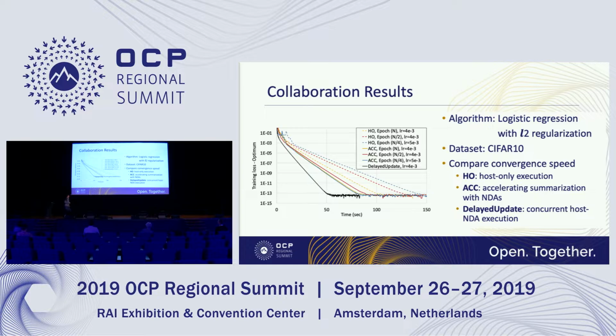And this is the collaboration result. The algorithm I'm using is logistic regression with L2 regularization. I'm using the CIFAR10 data set, and here I'm comparing the convergence speed. The y-axis represents how far you are from the optimum, which means that the lower the better. I'm comparing the host only, and accelerating the summarization with NDAs in the sequential manner. The delayed update is the concurrent access. If you first look at the dotted lines here, there are three of them with different epochs.